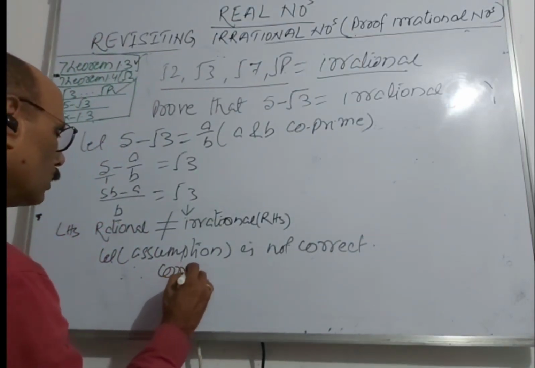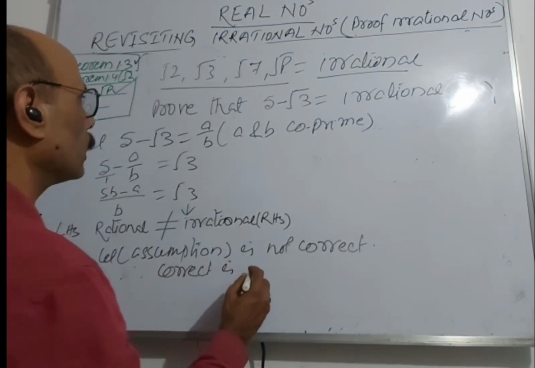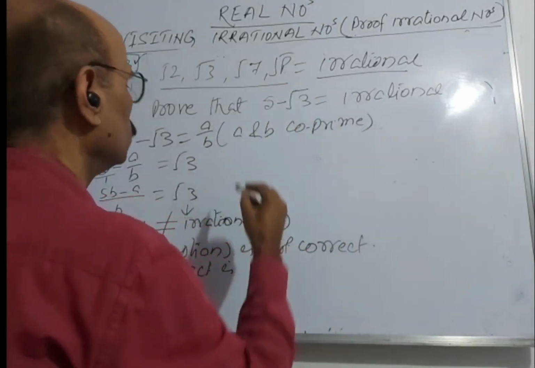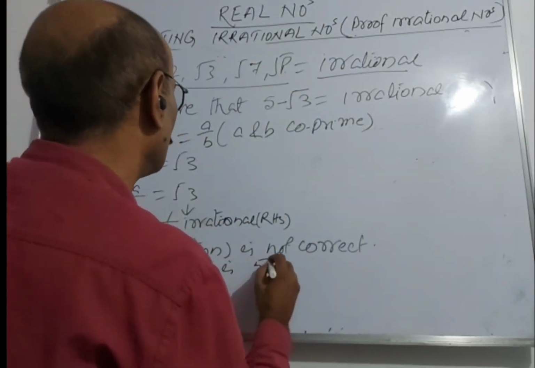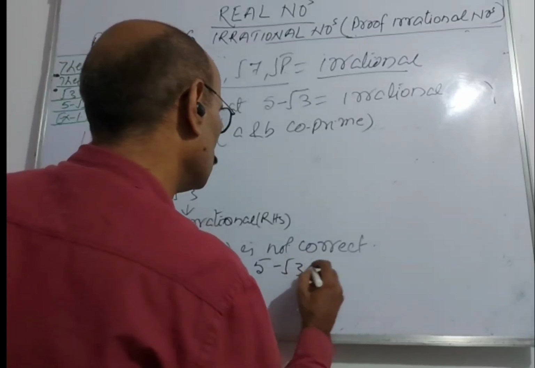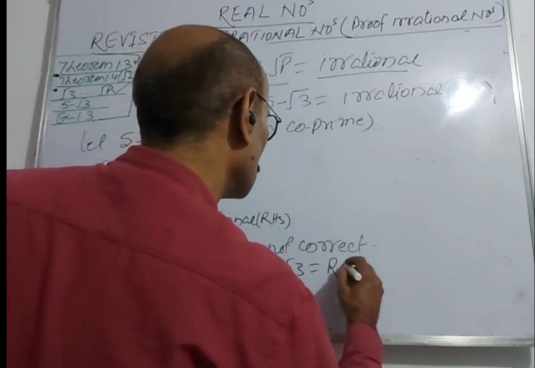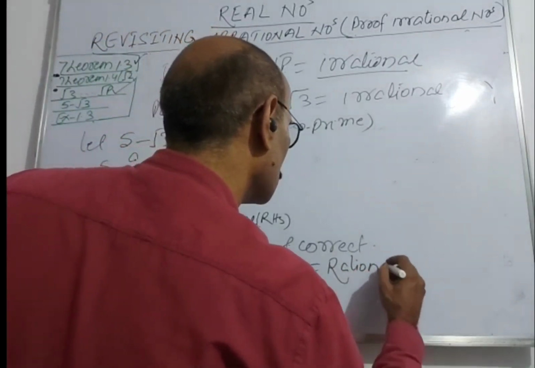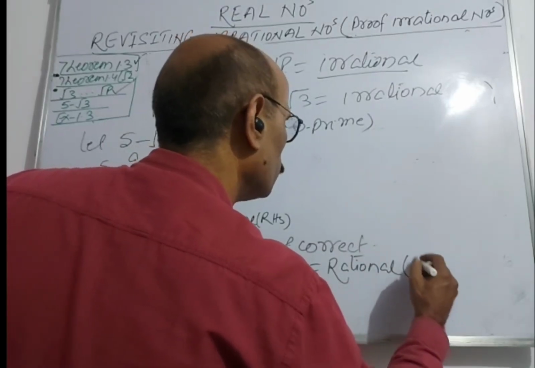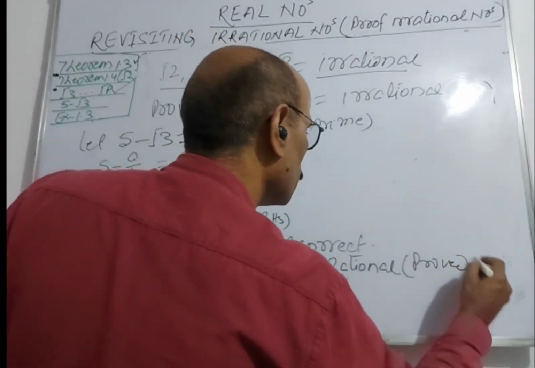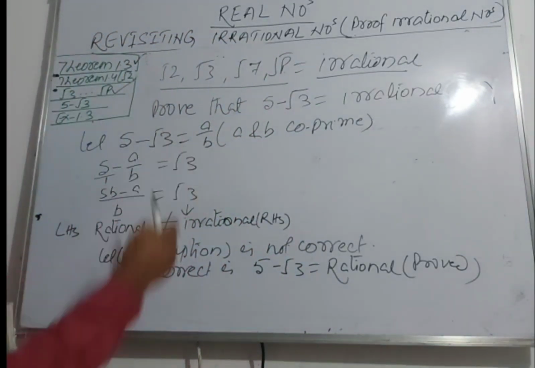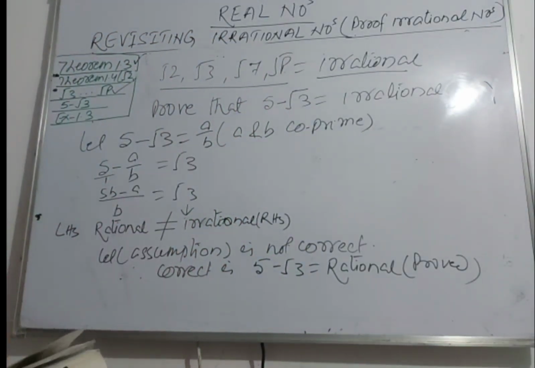Therefore, what is correct? The correct one is the opposite: 5 minus root 3 is equal to rational. Okay, proof. Like this, if any number is given, we can do this and prove it is irrational.